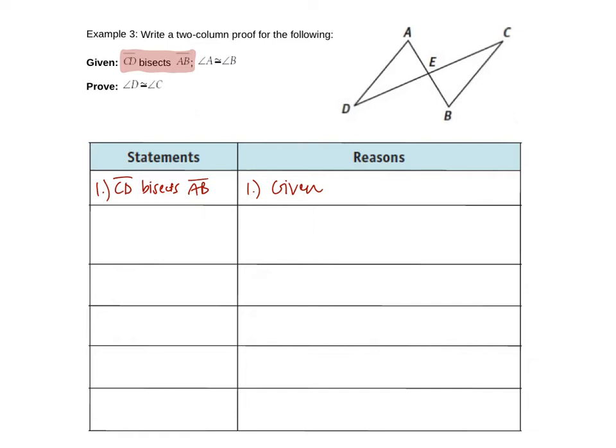So really, we know when CD bisects AB, that means it cuts it exactly in half. So what do we know? Well, this line cuts this line exactly in half. So AE will be congruent to BE. So let's go ahead and write that down in our next step. It kind of builds off of each other. So for step 2, we're going to say that AE is congruent to BE.